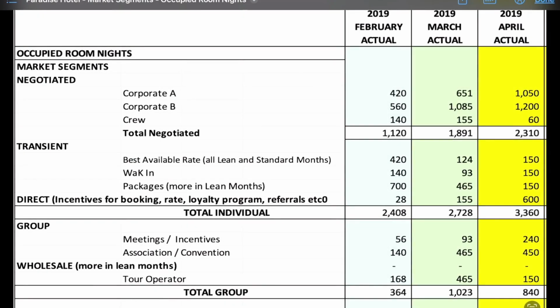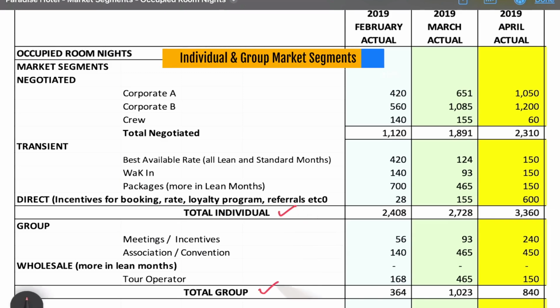Let's now dive into the market segments and what types of market segments there are in the hotel industry. As you can see, two major categories of market segments are individual and group, which we saw earlier in the hotel occupancy rate and the average daily rate videos. Let's take the individual market segment because it's a significant portion of the hotel revenue for most hotels.